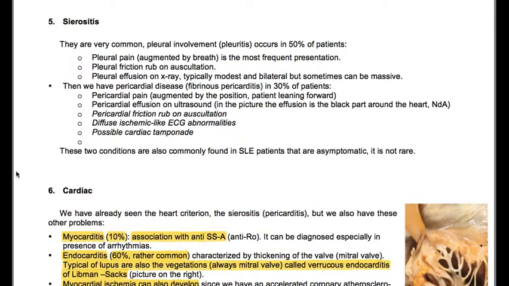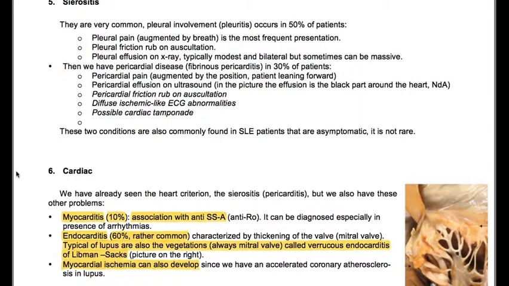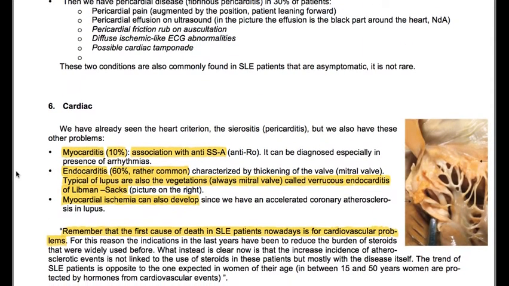apart from the pericarditis, we have other problems, such as myocarditis in 10% of patients associated with anti-Ro antibodies, SSA. It can be diagnosed especially in presence of arrhythmias. In endocarditis, 60% of patients, so rather common, characterized by thickening of the mitral valve. Typical of lupus are also the vegetations, always on the mitral valve, called verrucous endocarditis of Libman-Sacks.